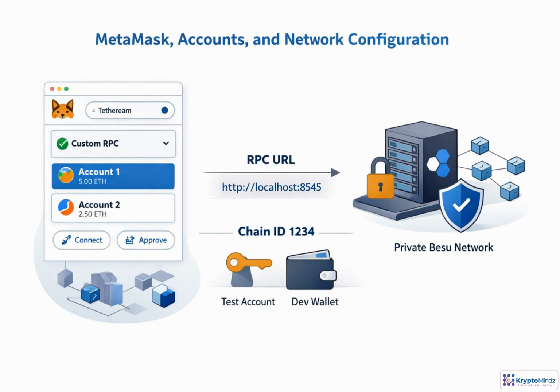To use MetaMask with Besu, add your Besu node as a custom network. Enter the JSON-RPC endpoint, for example, http://localhost:8545, and set the chain ID to the exact value your private network uses. If the chain ID does not match, transactions may fail or point to the wrong network. Then create or import development accounts, connect the wallet, and send a small test transaction. Never use real keys in local environments.